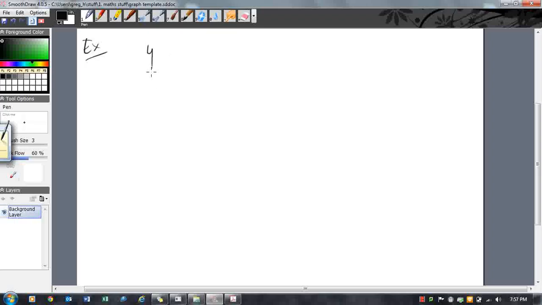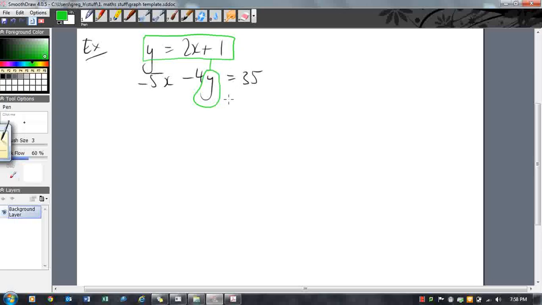Let's go with y equals 2x plus 1 and -5x minus 4y is equal to 35. Let's have a look at this. Well, surprise, surprise, because we're doing this in substitution, we know what y is equal to. Y is equal to 2x plus 1. So, instead of writing y in this equation, what I'm going to do is write 2x plus 1, because that's what y is equal to. Let's do it. Here we go.